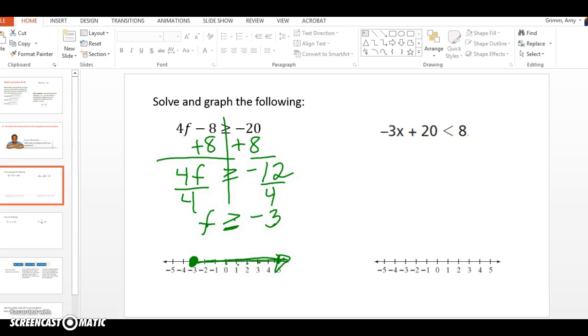Yes? If it includes it, then you would make the circle closed. What would the problem look like if it doesn't? Oh, okay. Let's look at the next one.